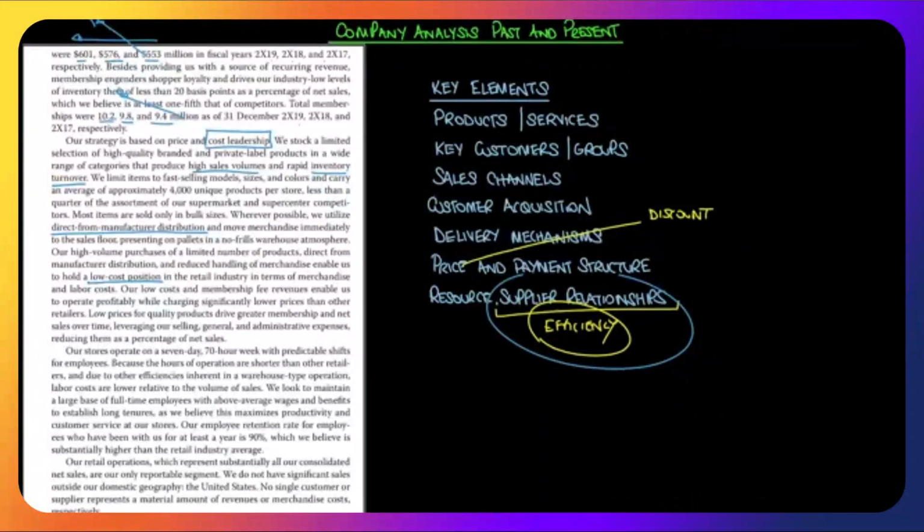Our stores operate on a 7-day, 70-hour week. So that's not ridiculous. It's not these kind of 24-hour day things. Predictable shifts for employees. Bit of ESG here, because the hours of operation are shorter than other retailers, and due to other efficiencies inherent in a warehouse type operation, labor costs are lower relative to the volume of sales. We look to maintain a large base of full-time employees with above average wages, ESG, and benefits to establish long tenures, as we believe this maximizes productivity and customer service.